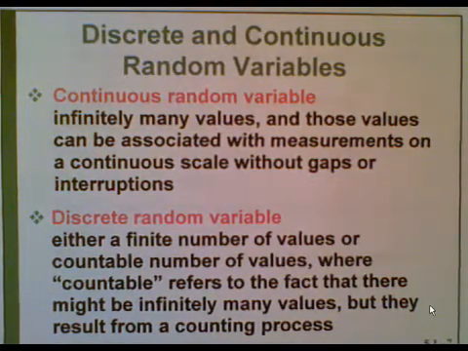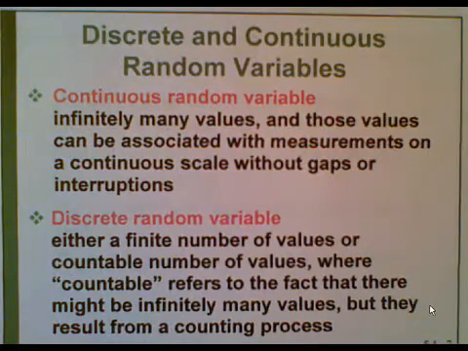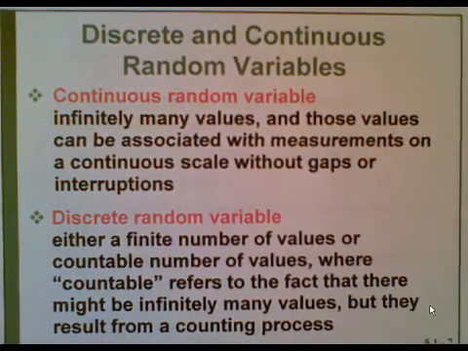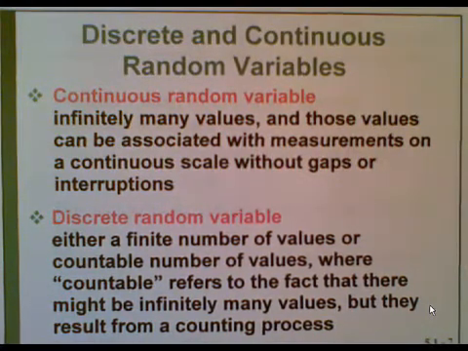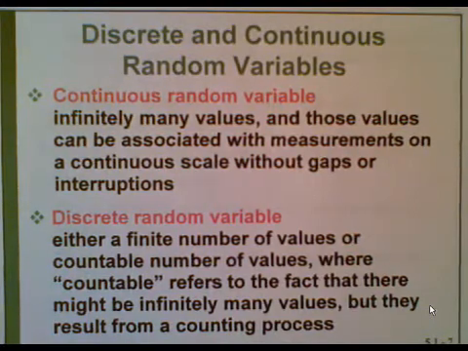Random variables can be broken down and described as either continuous random variables or discrete random variables, and you should recognize the words continuous and discrete from chapter 2, I believe it was, or chapter 1. Continuous random variables may have infinitely many values. Those values may be associated with measurements on a continuous scale without gaps or interruptions. In chapter 1, we talked about continuous data being data that resulted from a measurement. It might be a height, or it might be time. We measure temperature, we measure weight. All of those were continuous data.